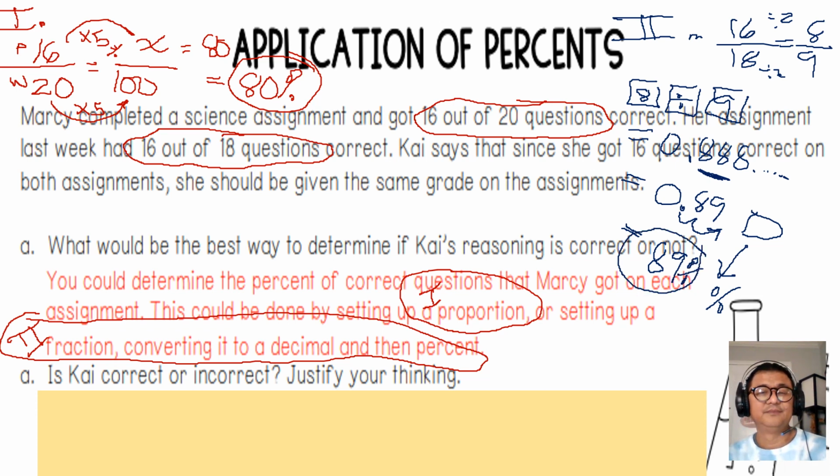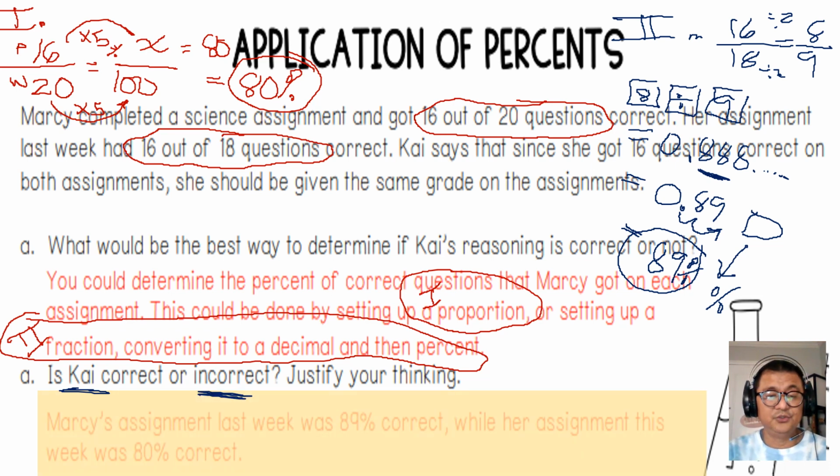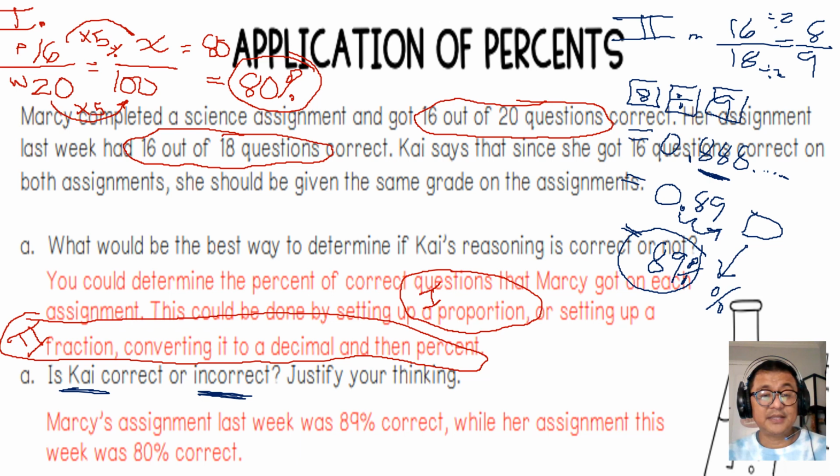See that? So this week it's 80%. Last week it's 89. Is Kai's reasoning correct or incorrect then? So now I can say, yo Kai, you wrong. Marcy's assignment last week was 89, while her assignment this week was an 80. Okay, got it? Those two ways. Choose whatever is easy for you, the first way or the second way.